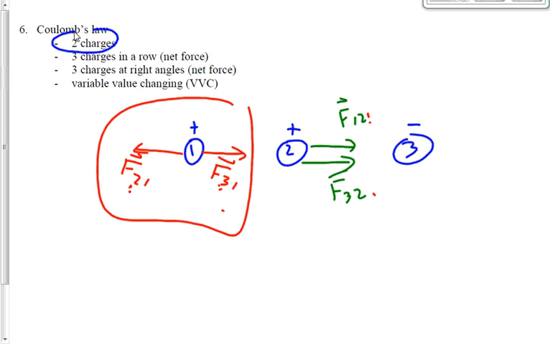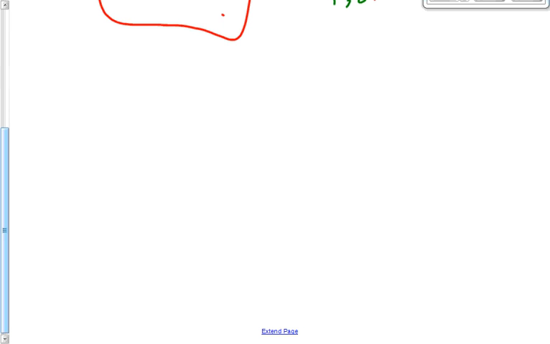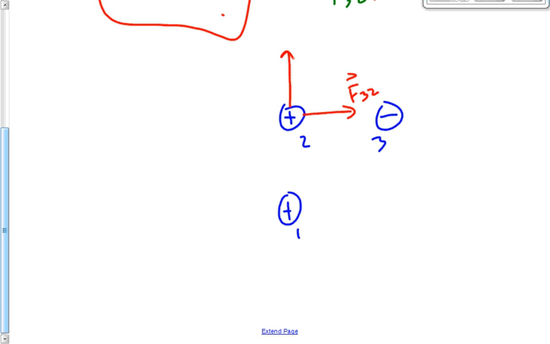What if we change this to have 3 charges like this? This one's positive, this one's negative, and this one's, let's say, positive. 1, 2, and 3. I want to find the net force on number 2 here. Well, number 2 is pulled towards number 3. We're going to say that's F32. Number 1 pushes number 2 away. We're going to call that F12. Calculate both of those forces. Now what do we do? Add them up?